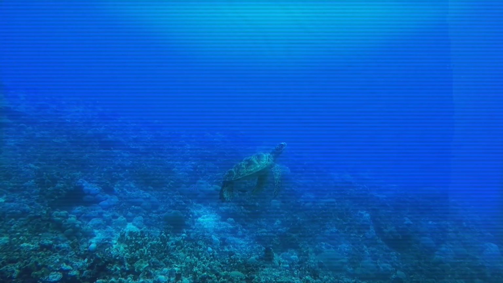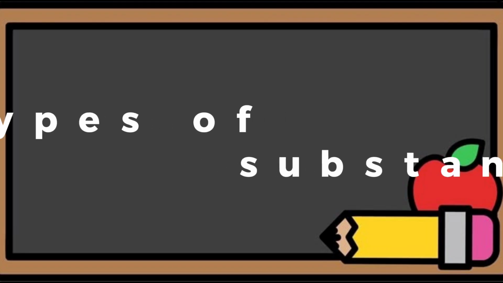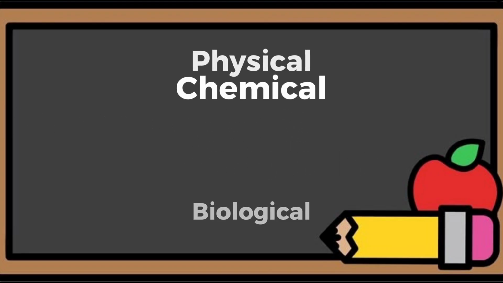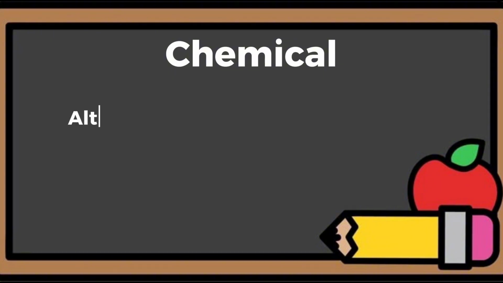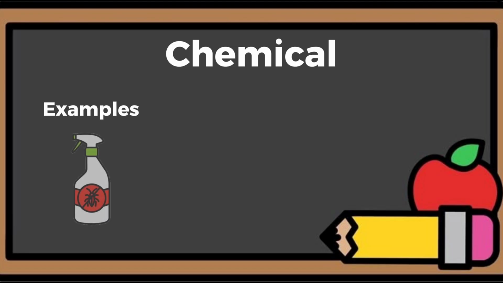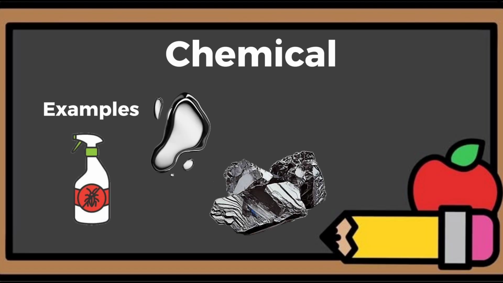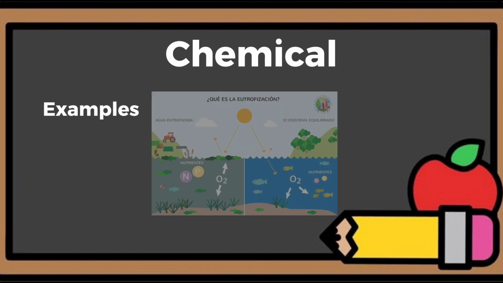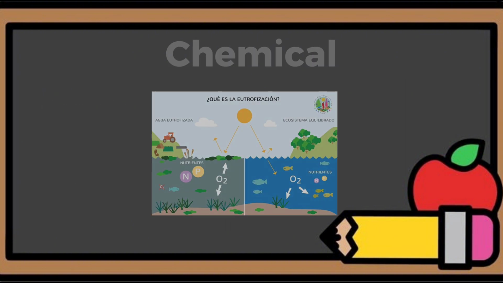These substances can be classified into three types: chemical, physical, and biological. The first one, chemical. They alter the composition of the water and can be very toxic. Examples include pesticides, heavy metals like mercury and cadmium, pharmaceuticals, and the excess of nutrients that cause eutrophication.